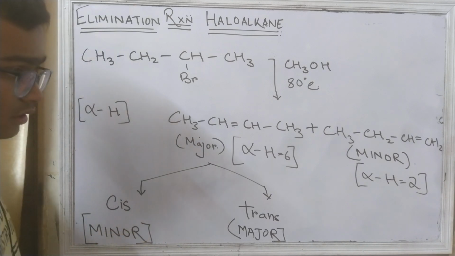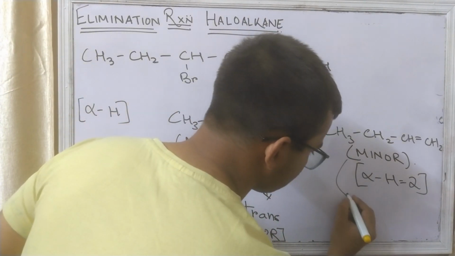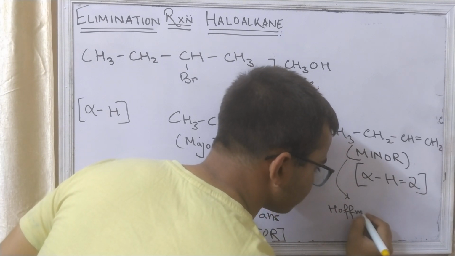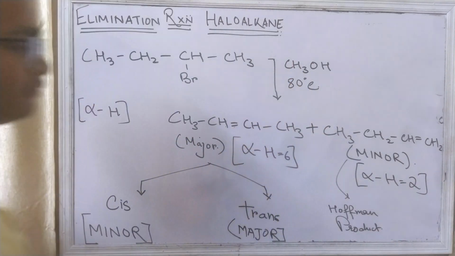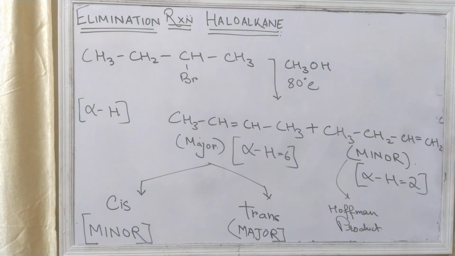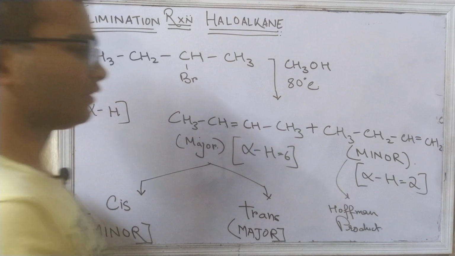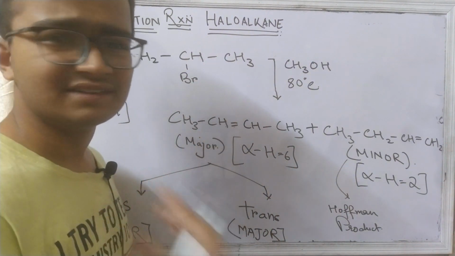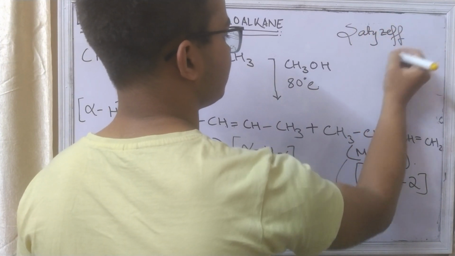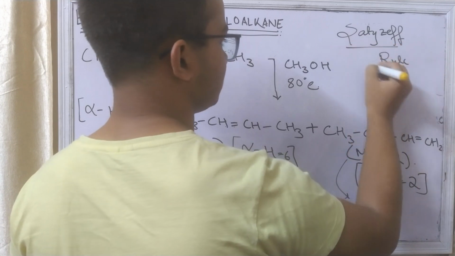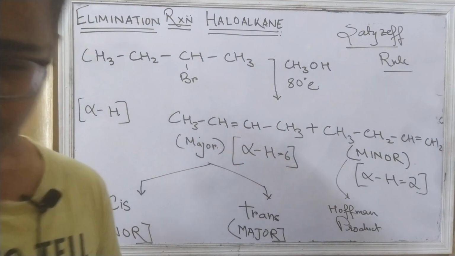Now these minor products are also called the Hofmann products. So this is also called Hofmann product, right everyone? And the stability factor by which we consider this as major and this as minor, that is called Saytzeff rule, where we did this by counting the alpha hydrogen. That rule is called the Saytzeff rule, right.